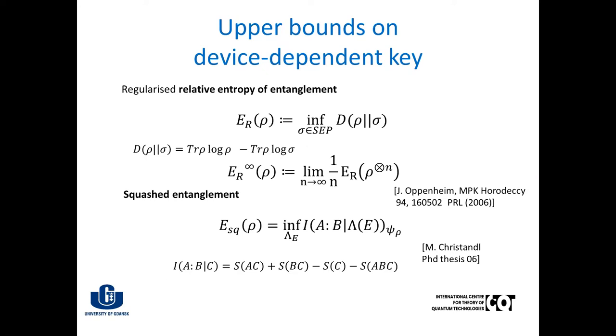Fine, so to summarize this, the device-dependent key K_DD of a state rho is no greater than the minimum of the two entanglement measures. So they are measures of entanglement. We will use them later in our approach. This is why I showed you that before.